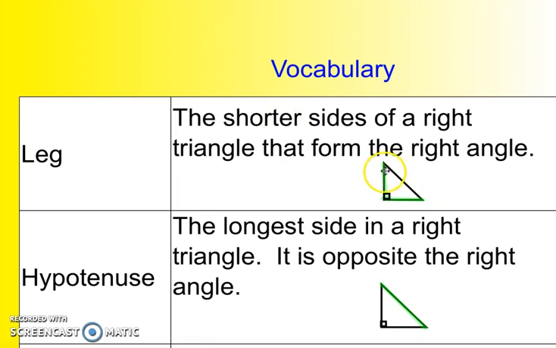The shortest sides on a right triangle, so these green highlighted sides, those are called legs. And the longest side that connects those legs is called a hypotenuse. And it's always the opposite of the right angle.